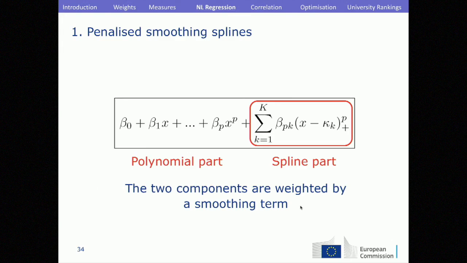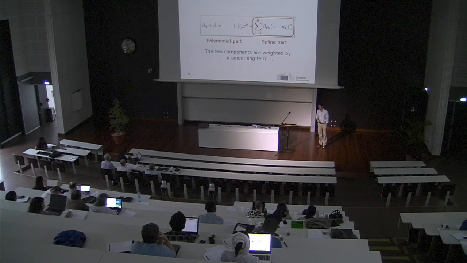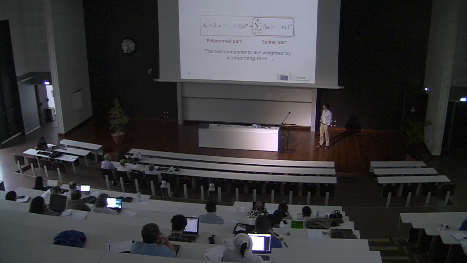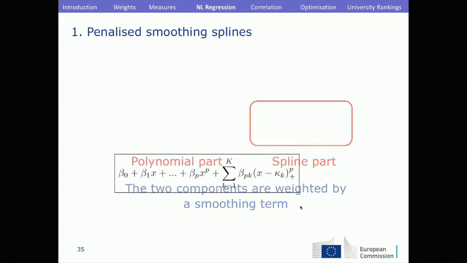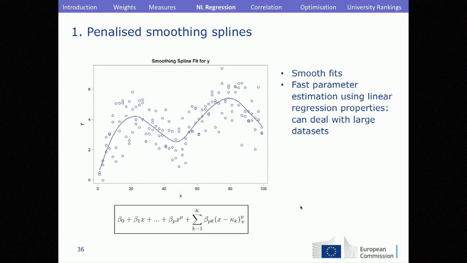So if you look at that, you can see it's actually linear in the parameters. So you can get estimates of the coefficients with a standard linear regression estimate, ordinary least squares. But if you do that, you'll find that you overfit the data. So what you actually do in practice is you set a restriction on the estimator, and that results in a kind of smoothing term which weights between the polynomial part and the spline part and gives you a really nice fit through the data. So you end up with something nice looking like that in general, okay?